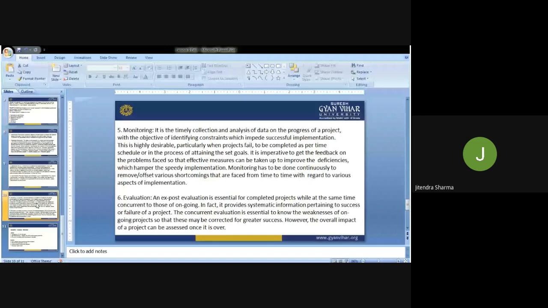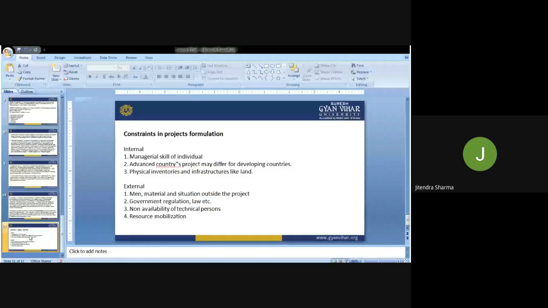But in between, if we have any other similar project, let us have an evaluation of that project, to build our skills, and that helps us in the completion of the project. These are the six stages we have discussed here: identification, calculation, preparation, then appraisal or analysis, then implementation, monitoring, and evaluation. So after these six stages, which we have discussed thoroughly, now we'll have a look at the constraints in project formulation.